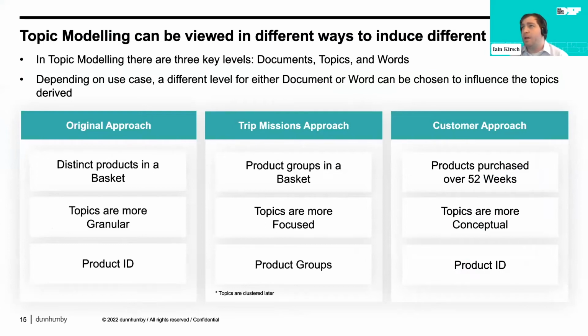The way that we thought about this was that there were three distinct levels that we were looking at and playing around with. Depending on the use case, we might come up with a different definition for the document or the word that could be used to influence the topics that we find. That original approach, which Adam Hornsby and co had worked through, was around distinct products in a basket. It's very much granular topics and product ID.